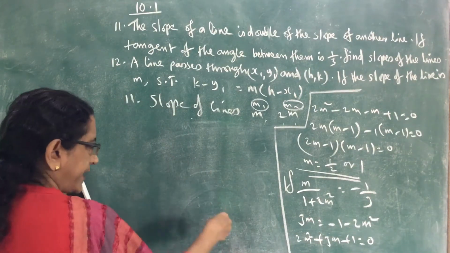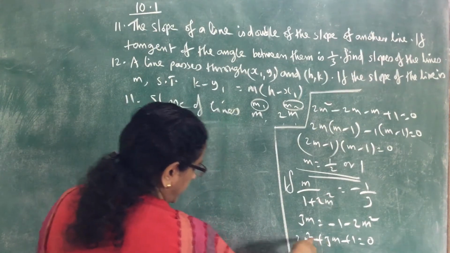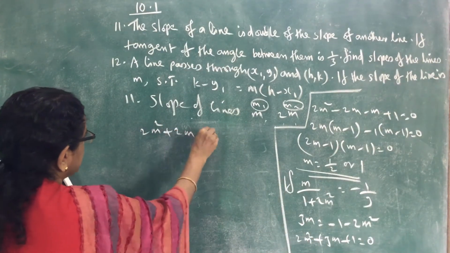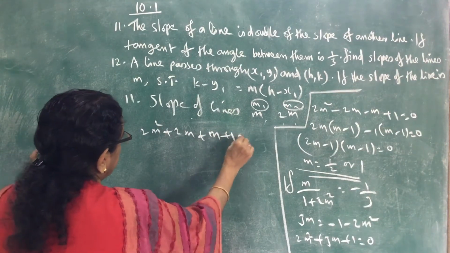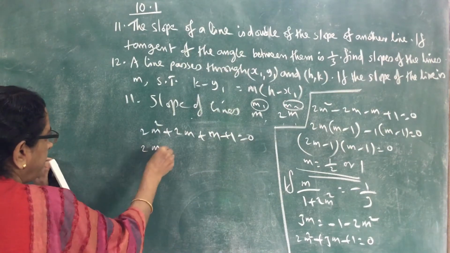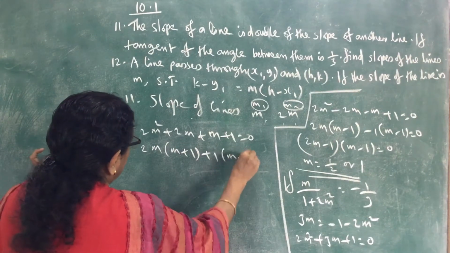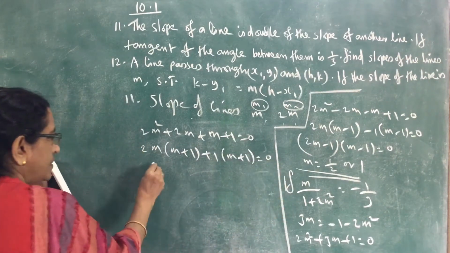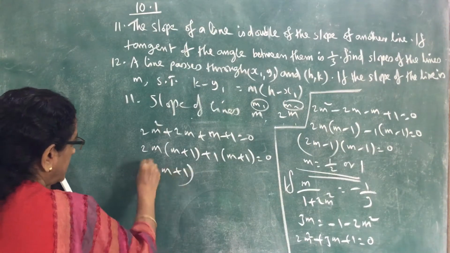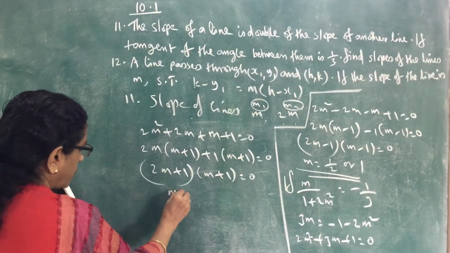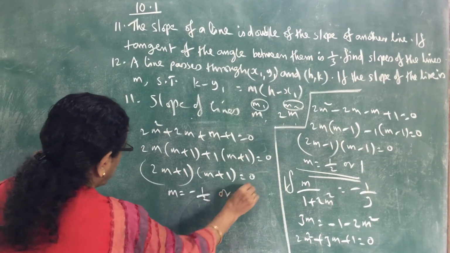So we get, again, splitting the middle term. Here we can split the middle term as 2m square plus 2m plus m plus 1 equal to 0. So 2m into m plus 1 plus 1 into m plus 1 equal to 0. That is 2m plus 1 into m plus 1 equal to 0. Therefore m equal to negative 1 by 2 or negative 1.